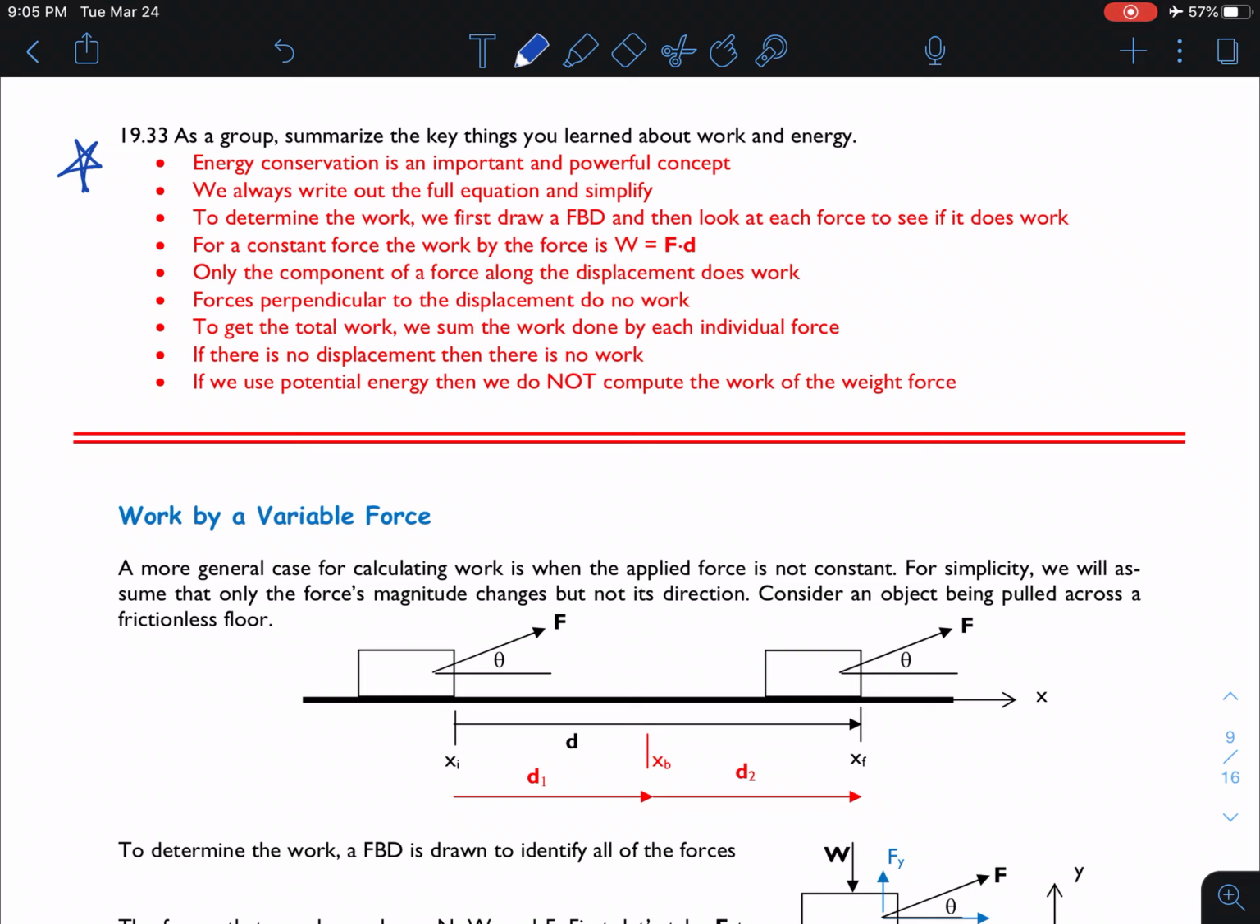Okay, we need to see how many forces are acting on it, and then we look at each force, whether it does work. For a constant force, the work done is easy. It's just F dot D. It's a dot product between the force and the displacement.